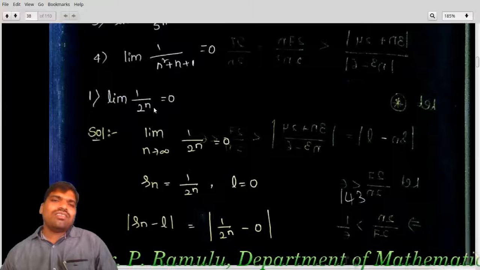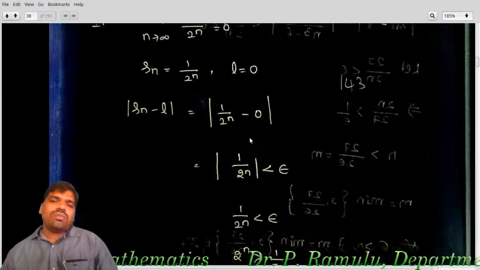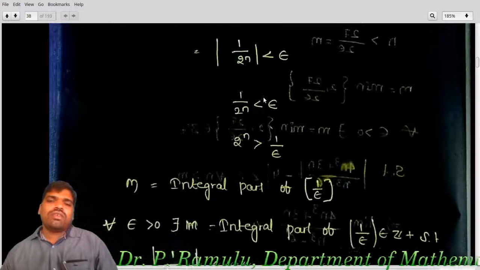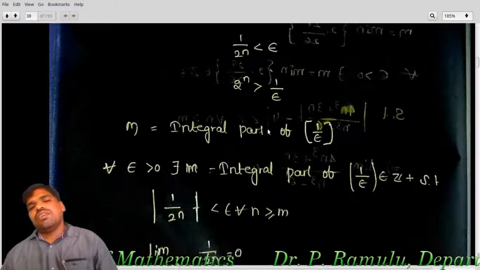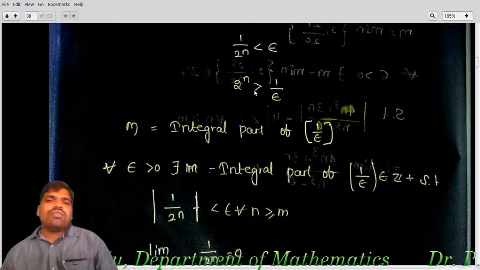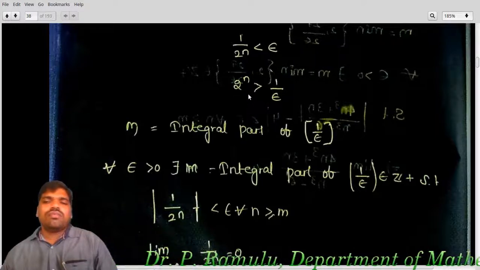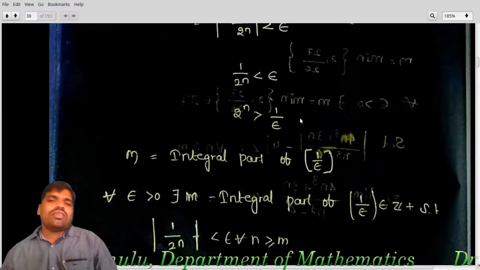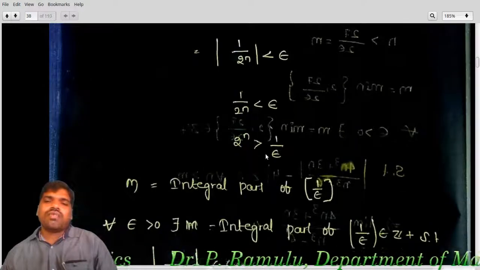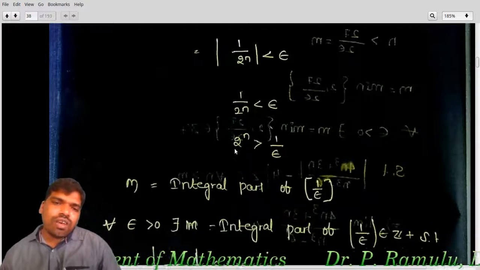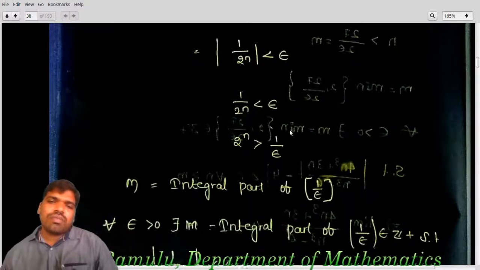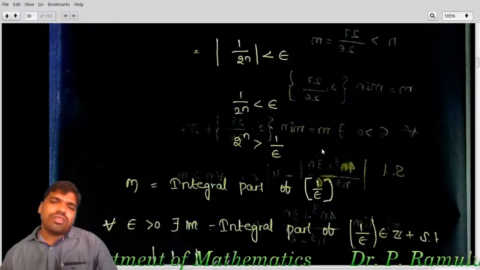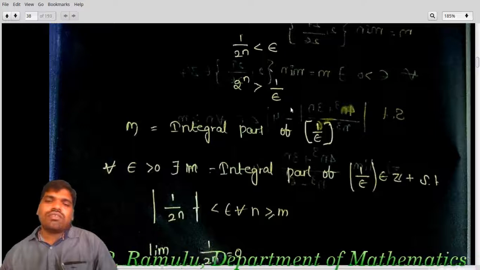Sn equal to 1 by 2 power n. This is positive numbers only, that's why I am writing 1 by 2 power n is less than epsilon, so 2 power n is greater than 1 by epsilon. How do you take m? Apply log on both sides. Then n log 2 is greater than log of 1 by epsilon. Again, this comes to this side, so n will get to some value.